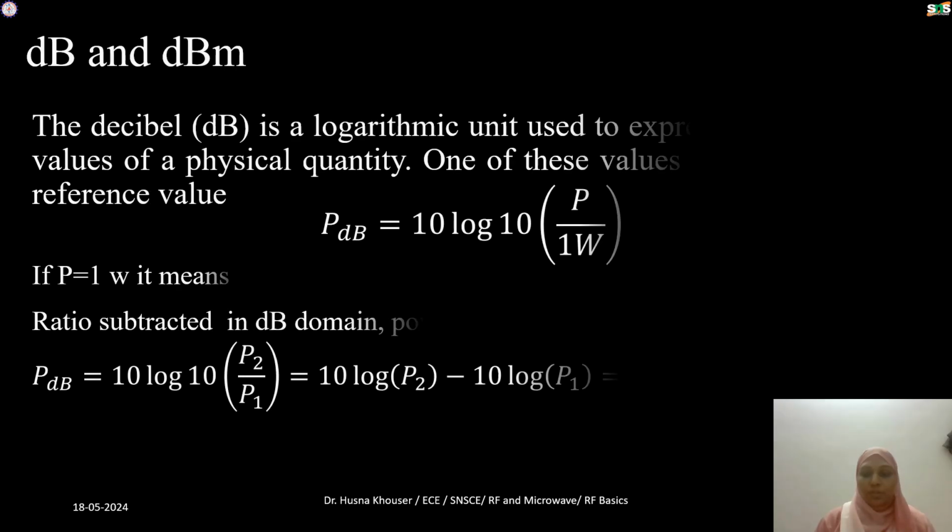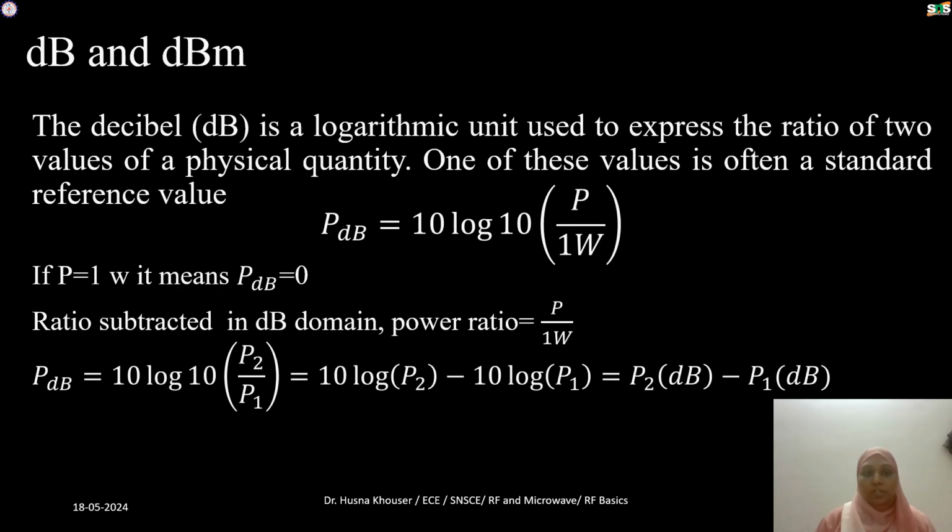Now we'll see about dB and dBm. dB is the decibel, a logarithmic unit used to express the ratio of two values of a physical quantity. One of these values will be the standard or reference value. This is one of the important measures we use in radio frequency. Power can be measured in terms of dB, and here you can see the formula, 10 log of P by 1 watt.